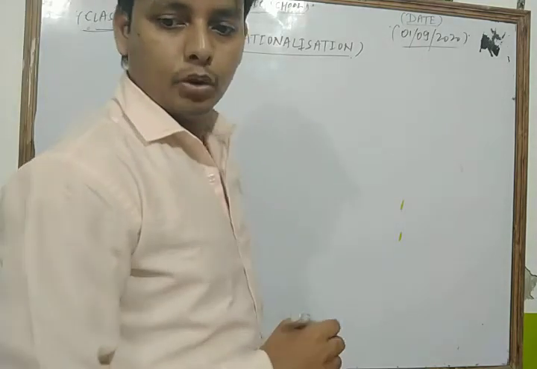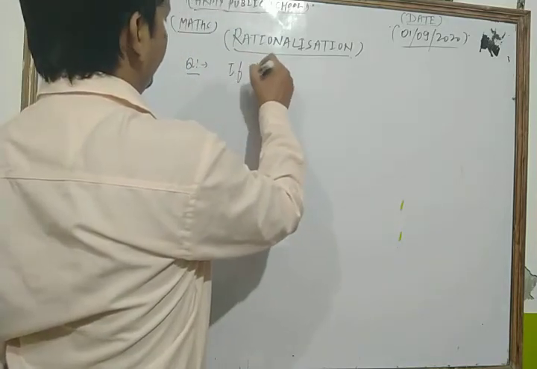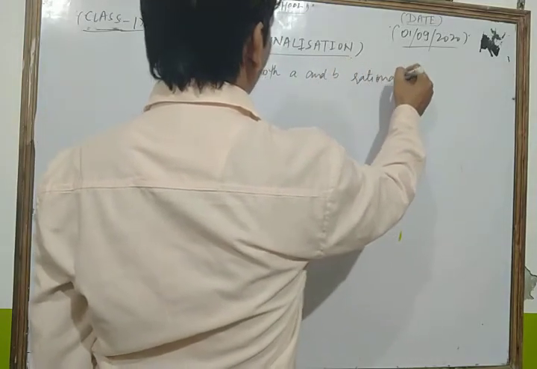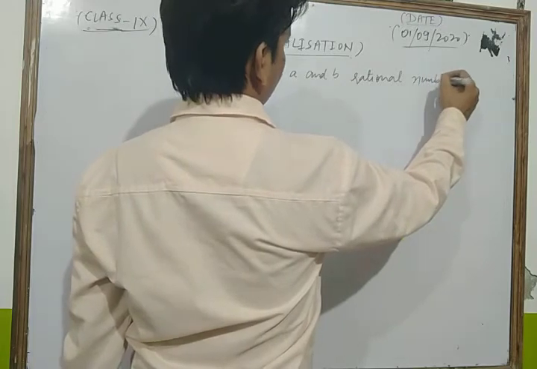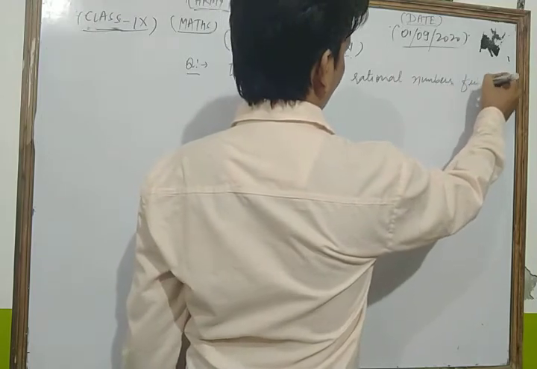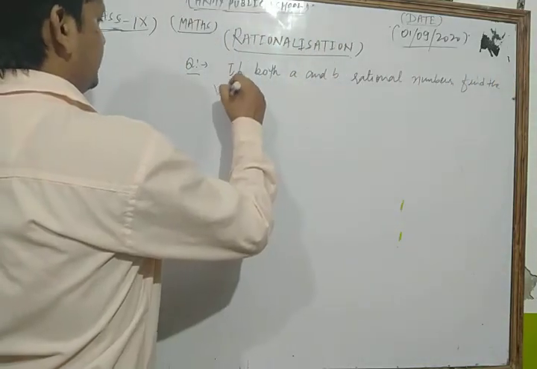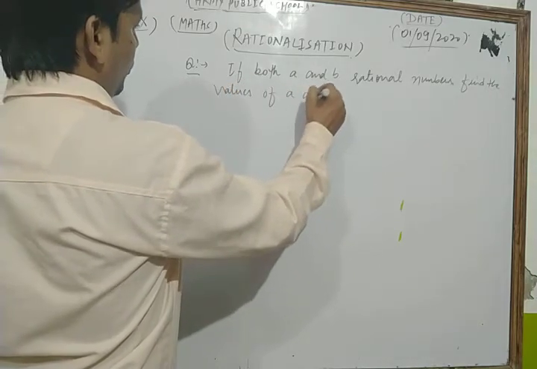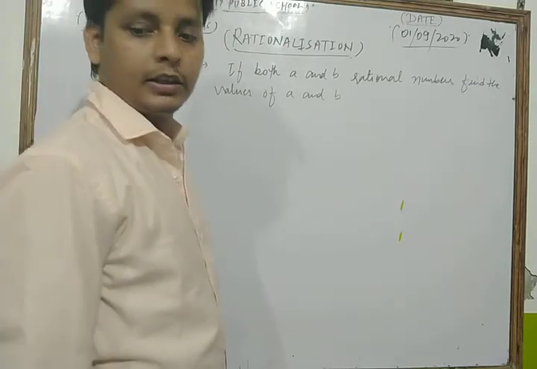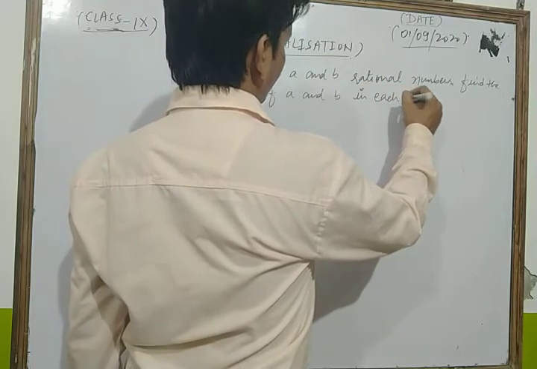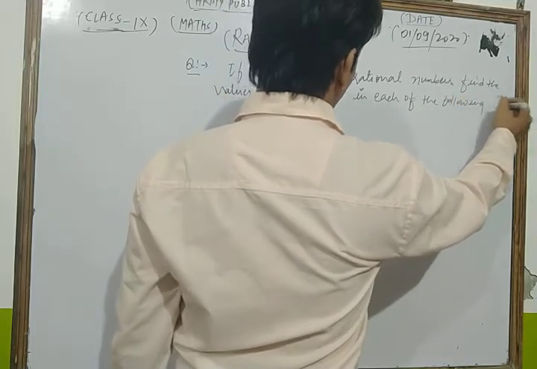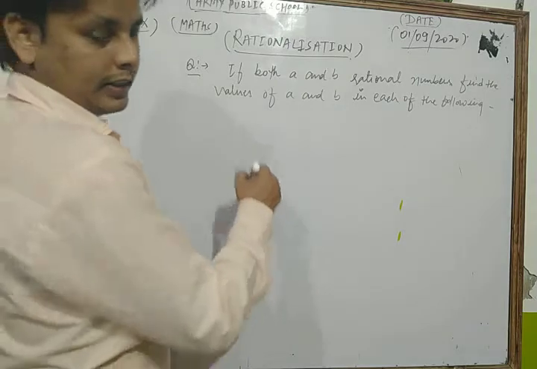The question is, if a and b are rational numbers, find the values of a and b in each of the following equalities.